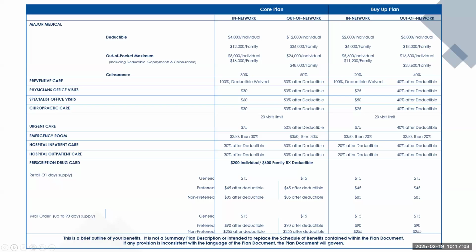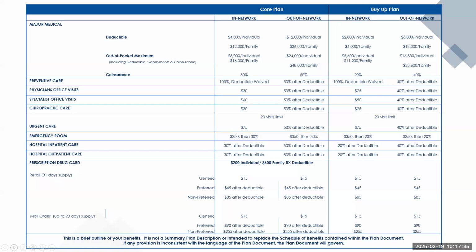Hospital inpatient, so your deductible needs to be met, then we're covering 70, you cover 30. Outpatient care, any outpatient like CTs or surgeries, whatever. Again, deductible is met first, then a 30% coinsurance. Prescription for the core plan is a little bit different. You have a prescription deductible. So for your generics, though, that's just a $15 copay.